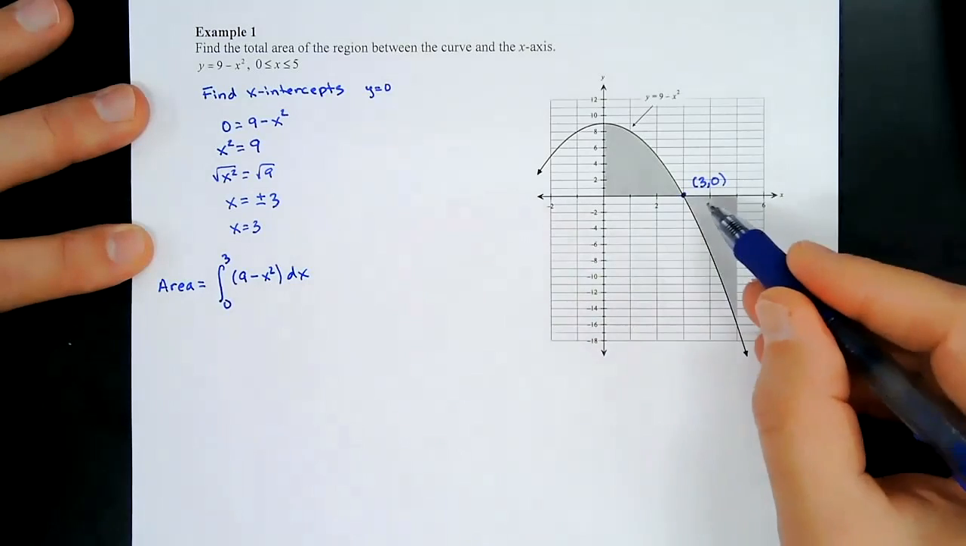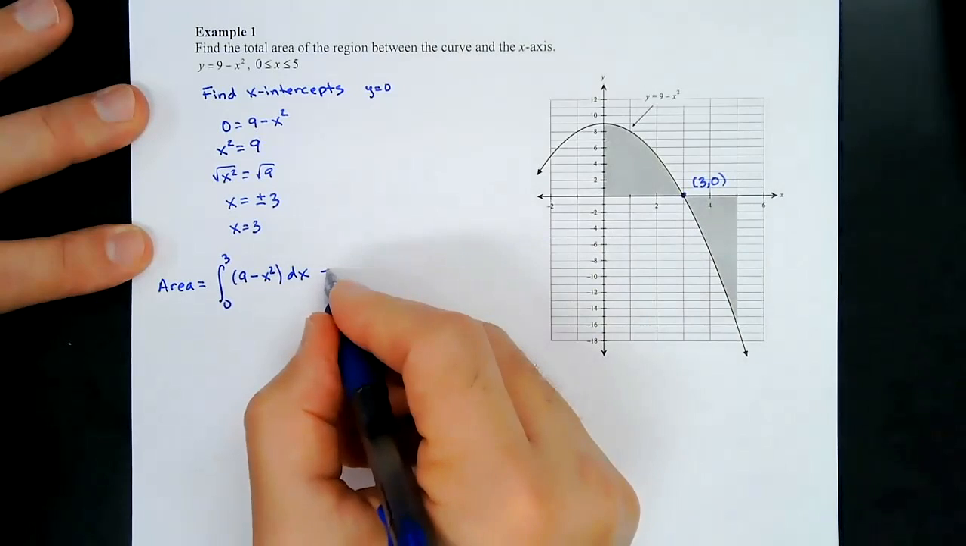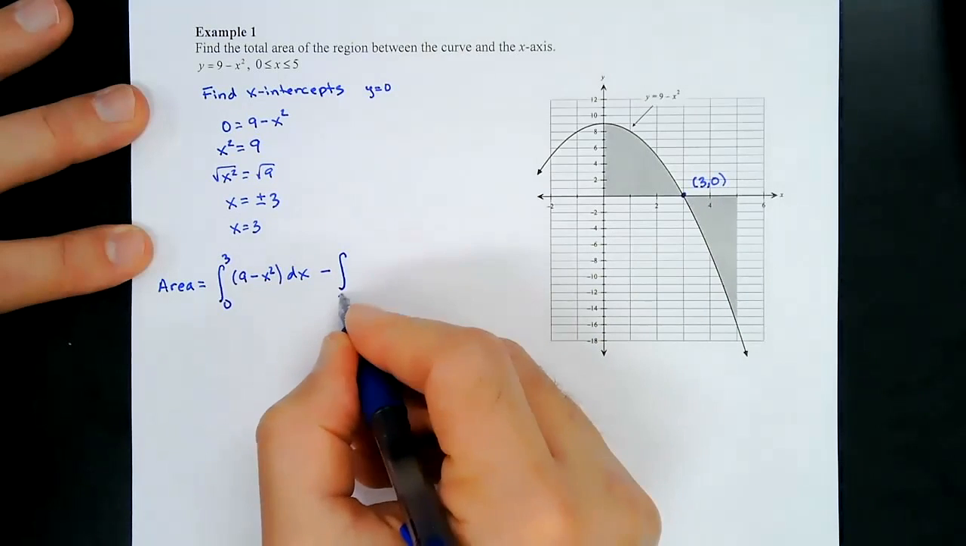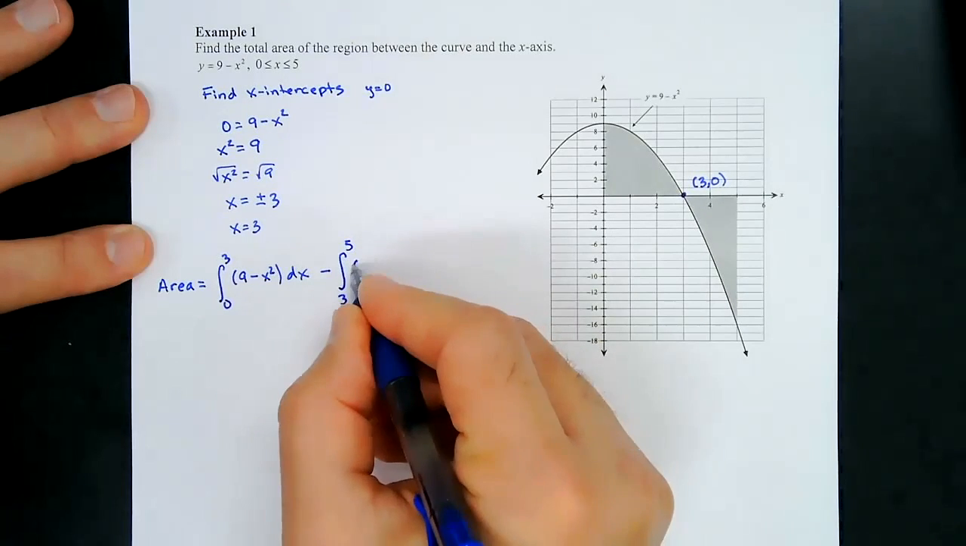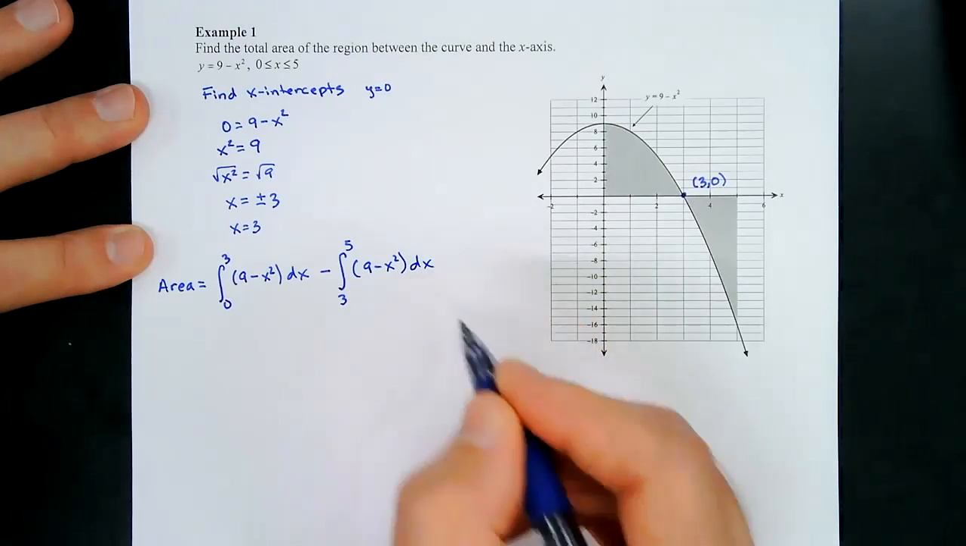dx. And now, again, because this region is below the x-axis, we're going to have to subtract the integral from 3 to 5 of the same function, which is 9 minus x squared, and then dx.